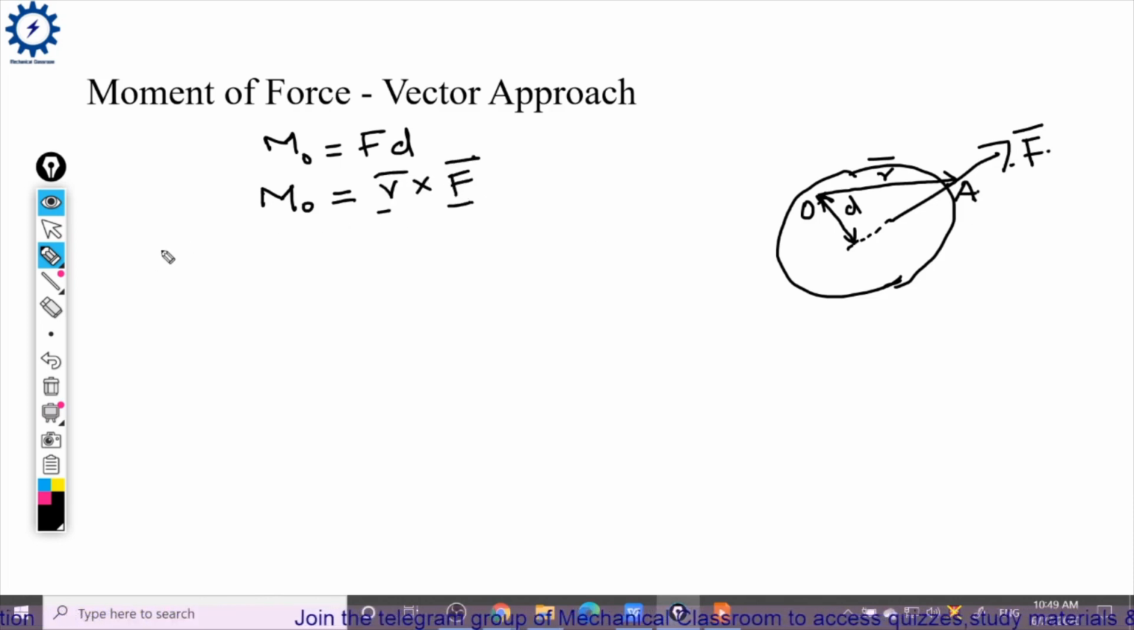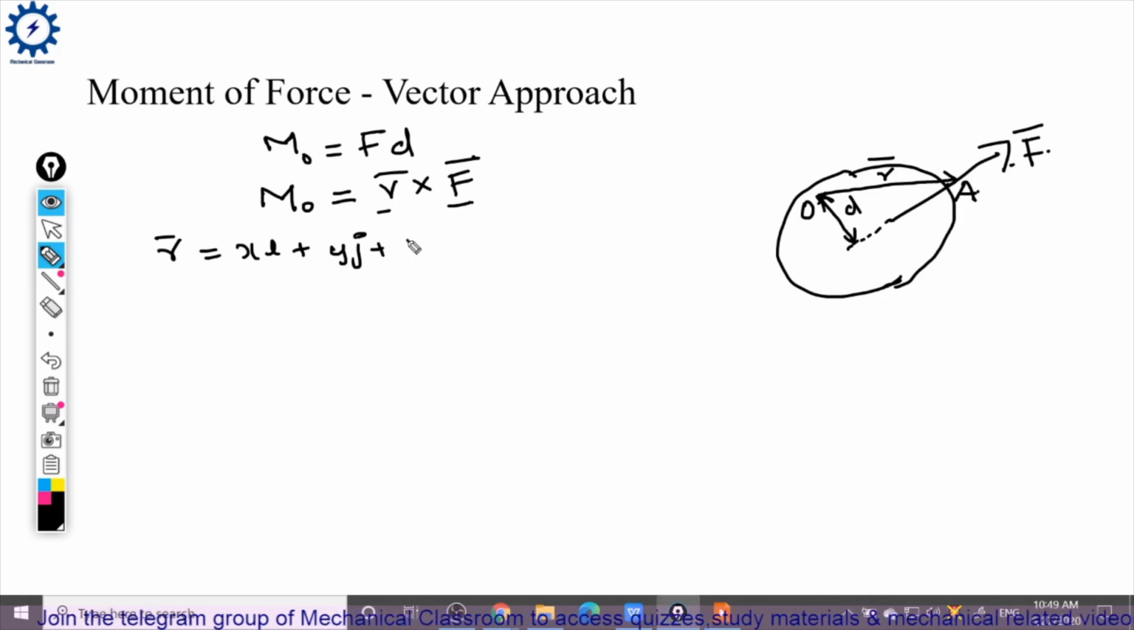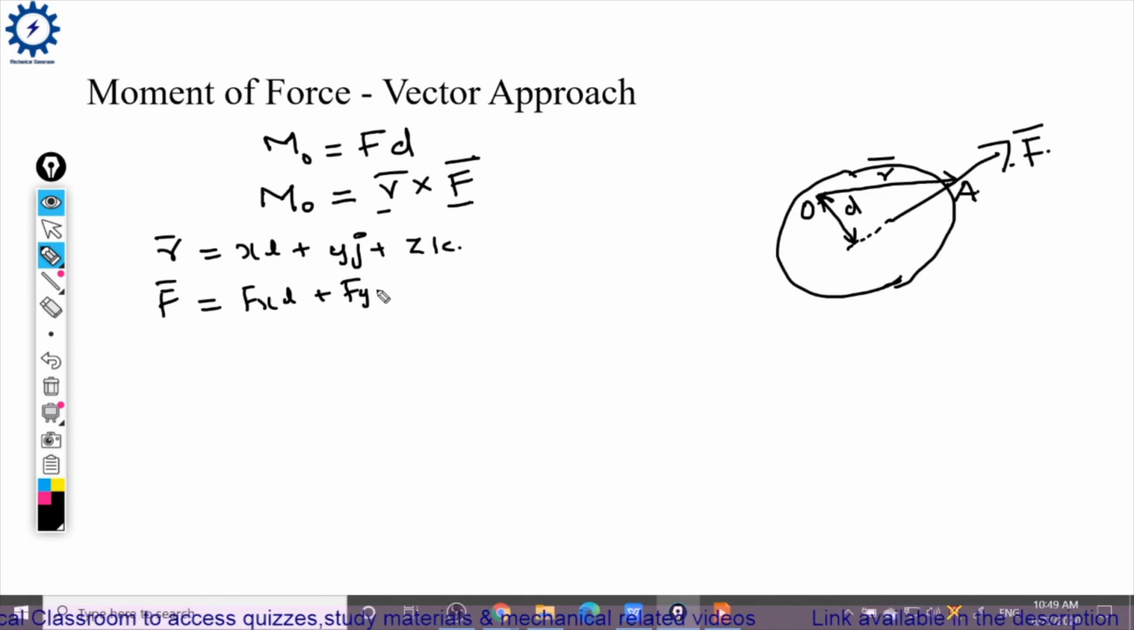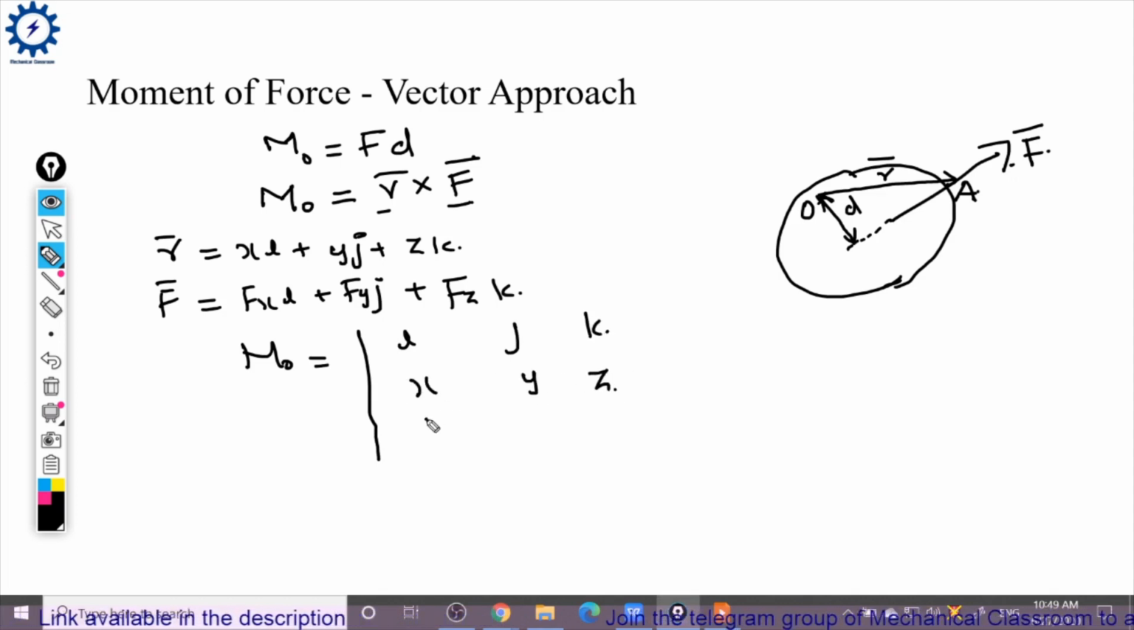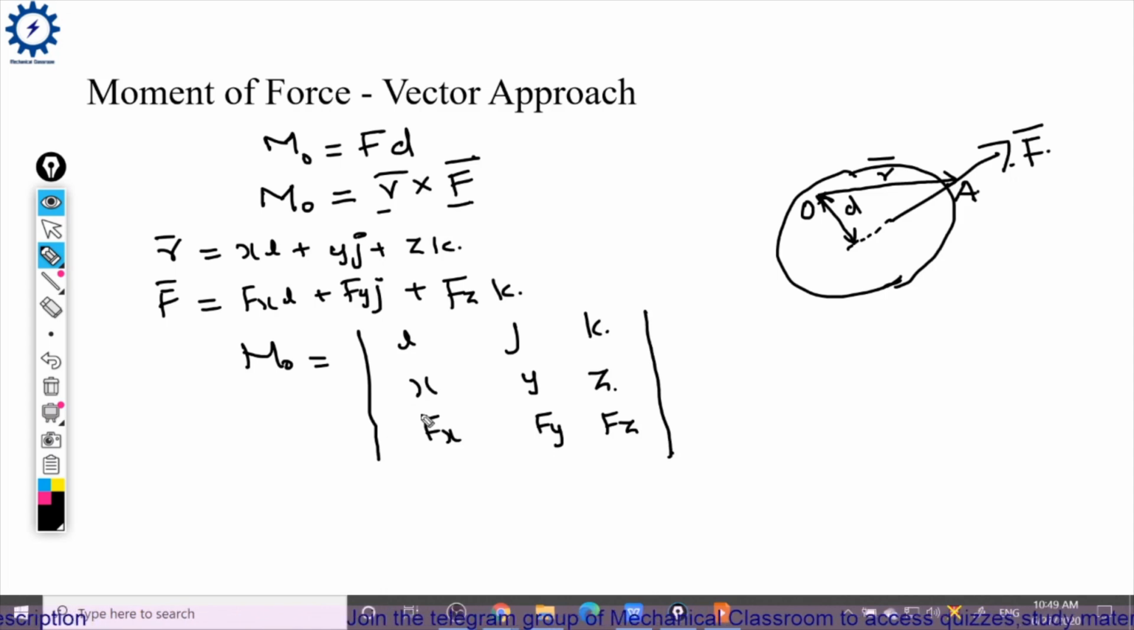We can write a position vector like this. Let the position vector R bar be x into i plus y into j plus z into k, and let force be F bar equal to Fx into i plus Fy into j plus Fz into k. We can determine this R cross F by this formula, determinant ijk, x, y, z, Fx, Fy, Fz. This is how we can determine R cross F, and hence we can determine moment of force.